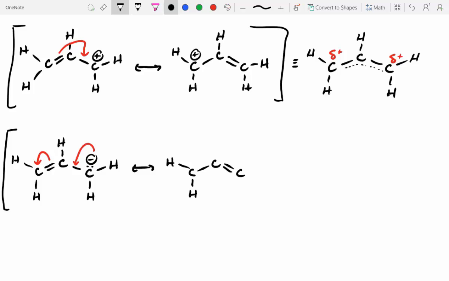So now we've got our pi bond. Our lone pair is now on that carbon. That lone pair used to be in that pi bond. And we should always draw our formal charges. Same thing, we can draw our hybrid structure on the far right.